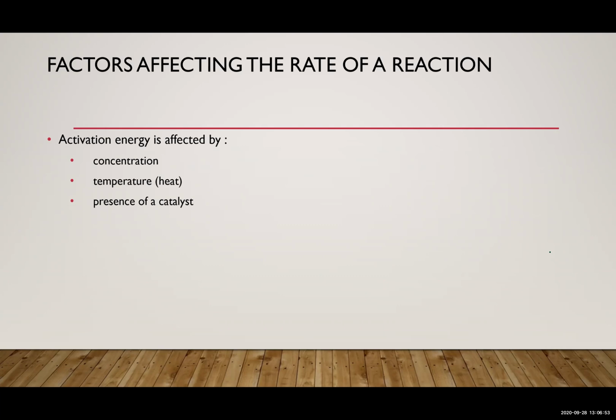Factors affecting the rate of reaction. Rate of reaction is how fast any given reaction is with respect to time. There are three main factors which can affect the rate of reaction. First one is concentration, second is temperature, and third is catalyst. Concentration: when you increase the concentration, rate will go up. Why will it go up?